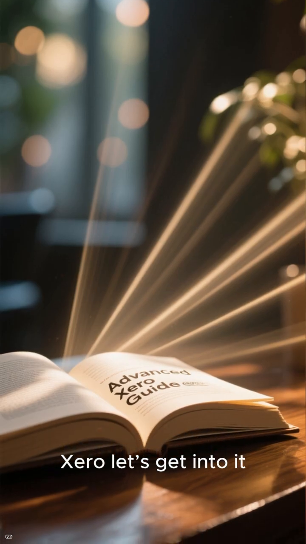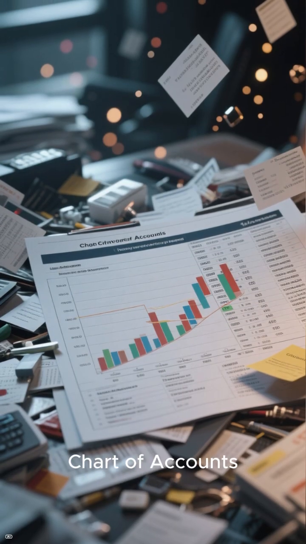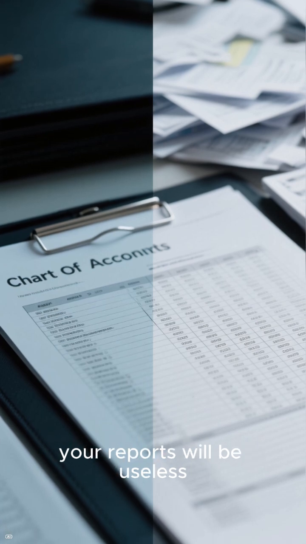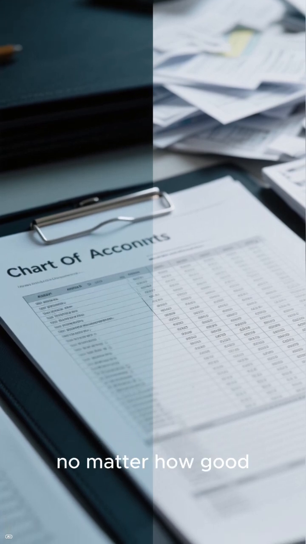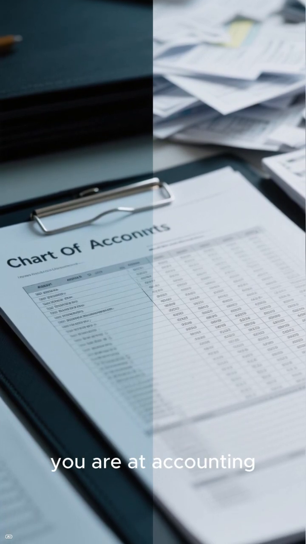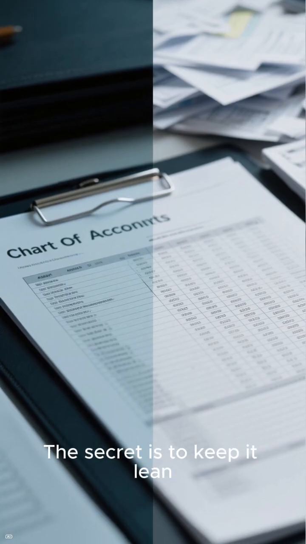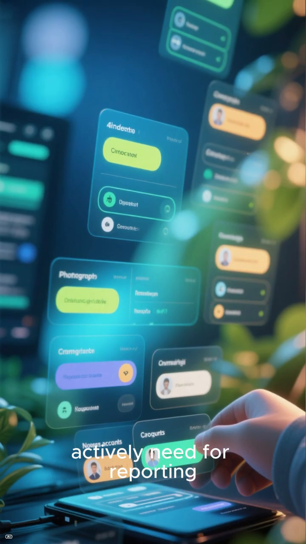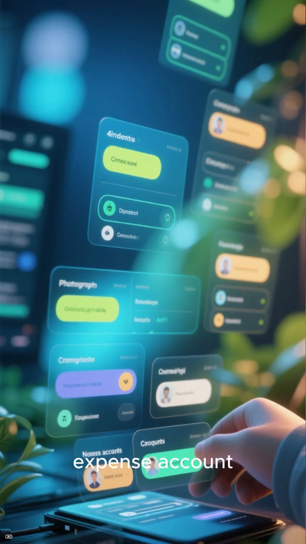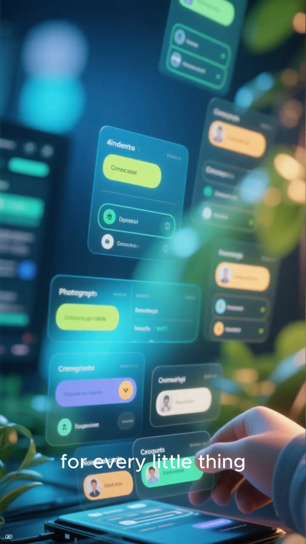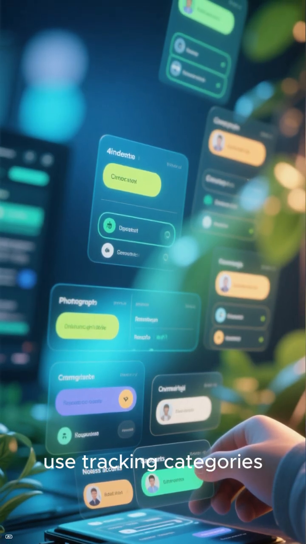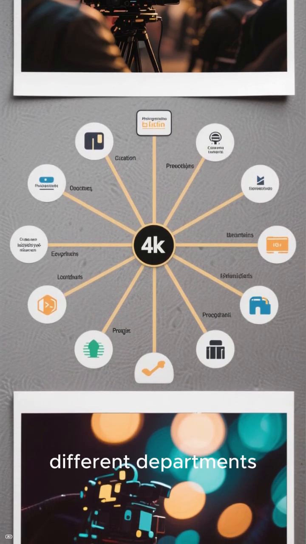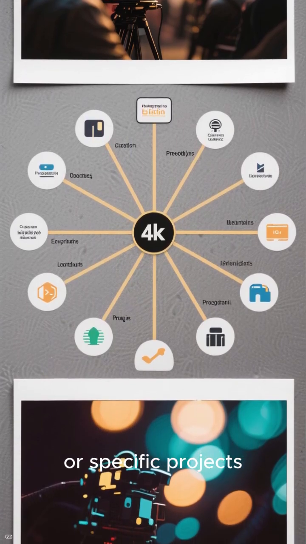Let's get into it. First up, let's talk about your chart of accounts. If your chart of accounts is a mess, your reports will be useless, no matter how good you are at accounting. The secret is to keep it lean. Only create accounts that you actively need for reporting. Instead of creating a new expense account for every little thing, use tracking categories. These are perfect for separating costs by locations, different departments, or specific projects.